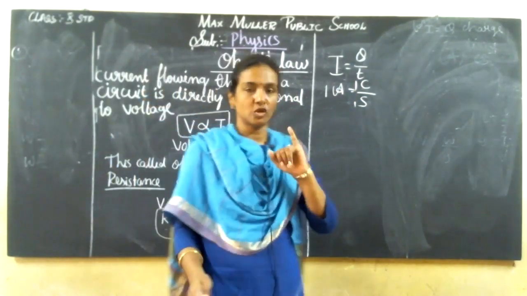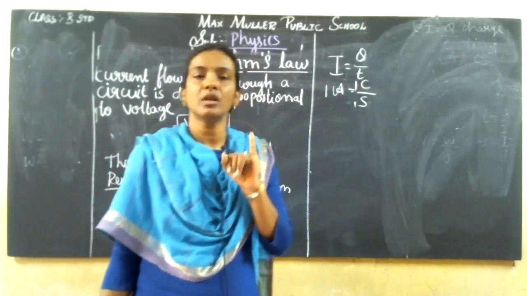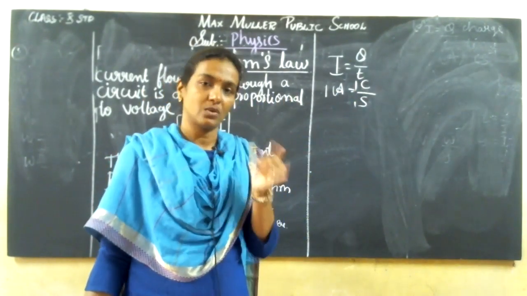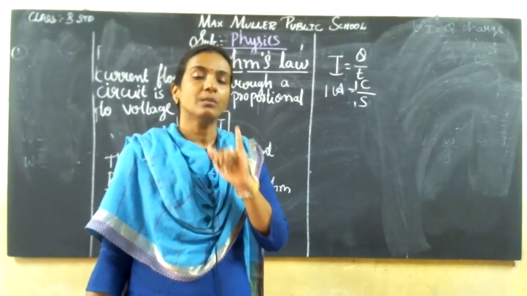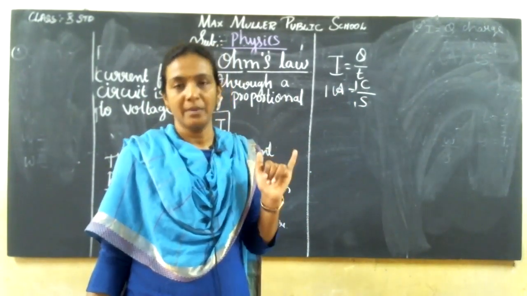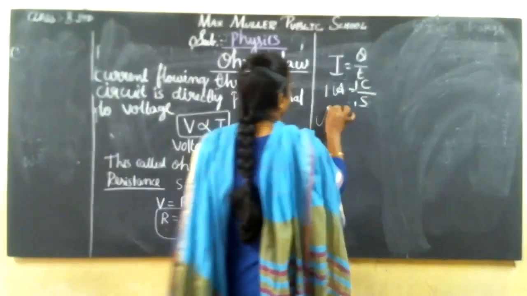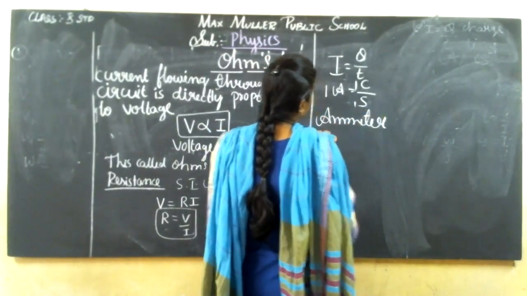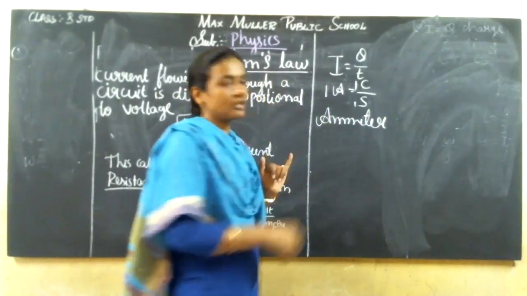That is the fourth point. The fifth point, very important: what is the instrument we use to measure current? That is the ammeter. These are the 5 points you have to keep in mind.